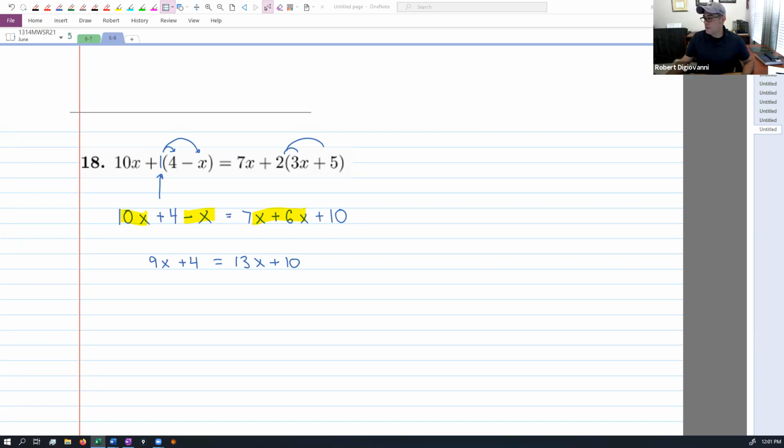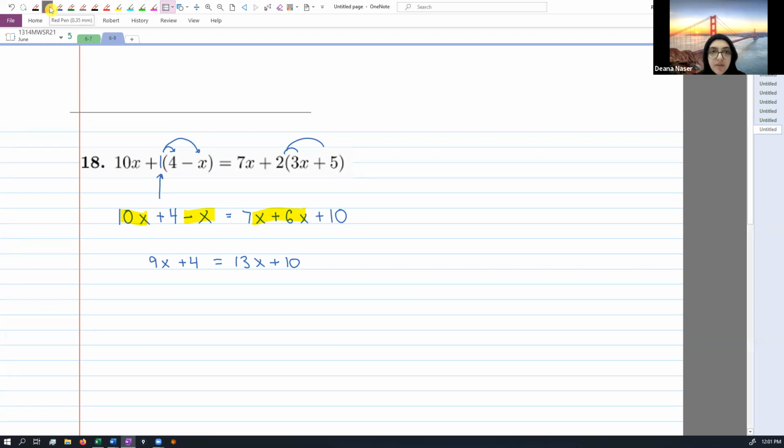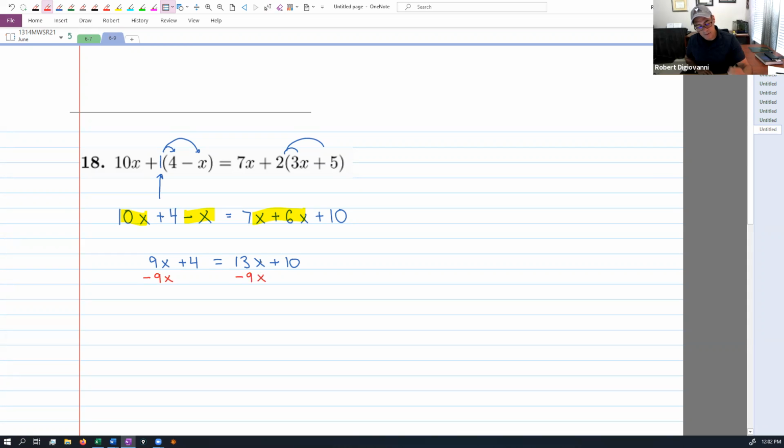Okay, Dina. What next? We're going to put the like terms together on one side. So how would you do that? I'm going to move the 9x to the right. Okay, how would you do that? By dividing by 9, it becomes negative 9x on both sides. Okay, on the right, you're going to subtract 9x on both sides, right? Yes. And then what would be left? What would my new equation look like if we did just that step right now?